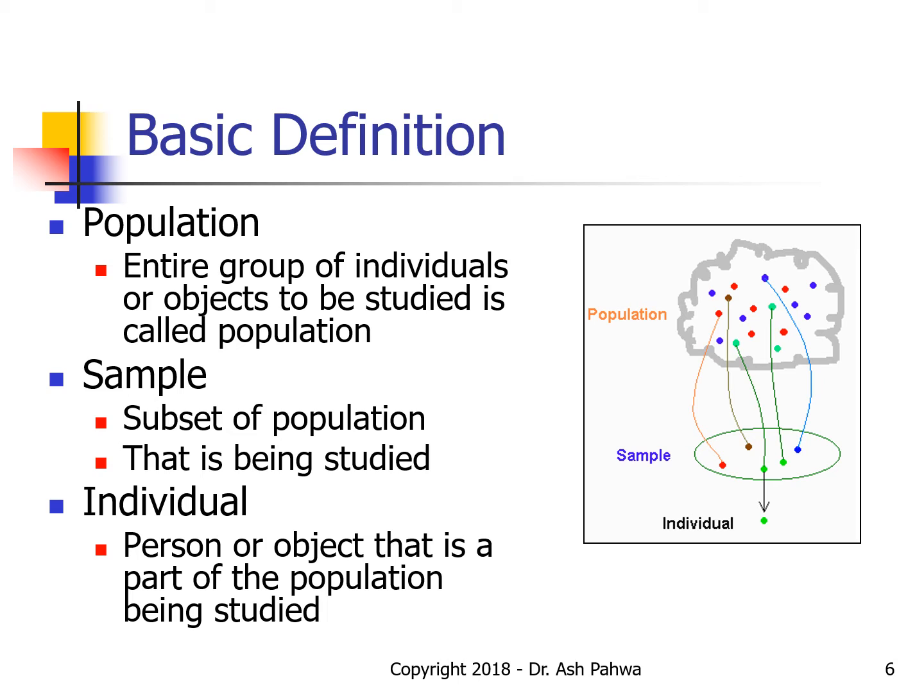Now let us look into some more basic definitions. First of all, we are going to define the word population. Population means the entire group of individuals or objects to be studied. Then we have another term which is called sample.